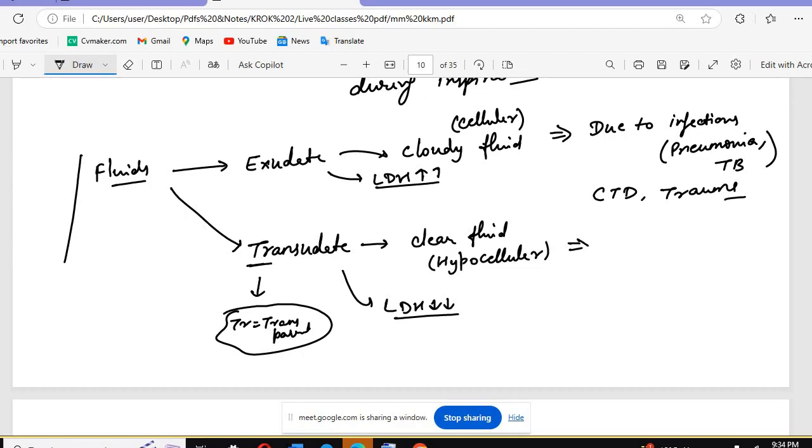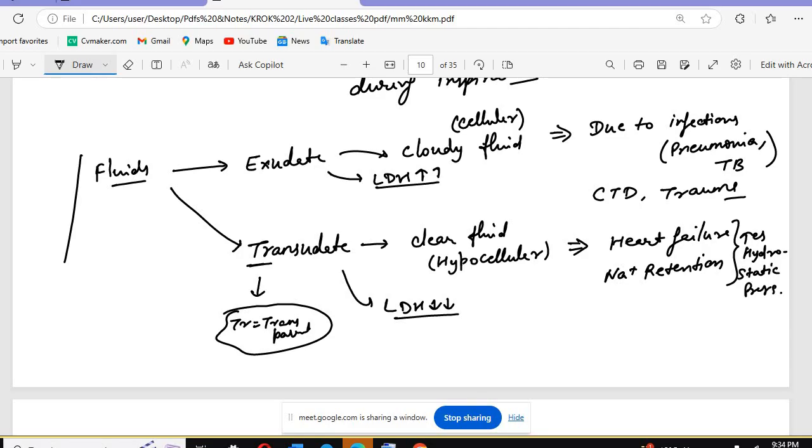The transudate, remember, will be due to conditions like heart failure. When there is heart failure, transudate can be seen. Also, sodium retention can cause transudate. Because all these conditions, heart failure and sodium retention, increase the hydrostatic pressures, and due to hydrostatic pressure, you are getting the hypocellular fluid.